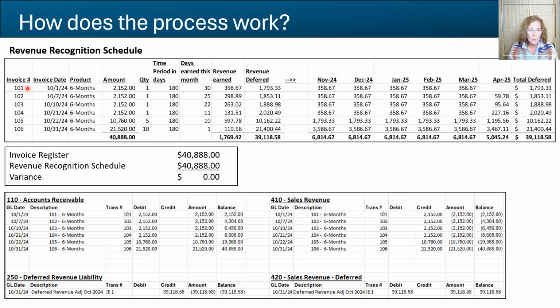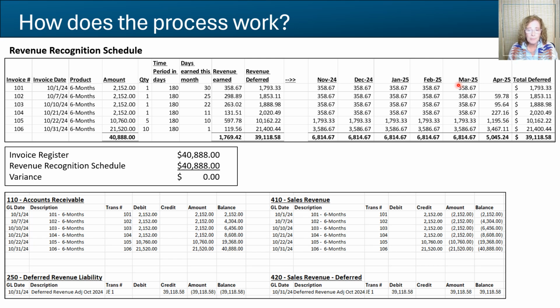First, we have invoice 101 with invoice date 10/1 and an amount of $2,152 and a quantity of 1. The term for the subscription is 180 days. And since this is a full month for October, we equally spread the revenue across October, November, December, January, February, and March.